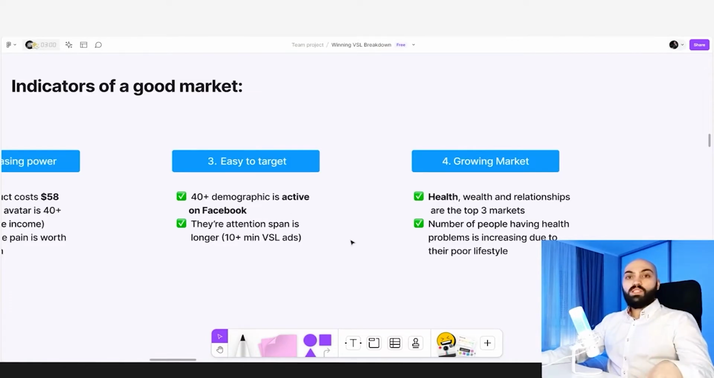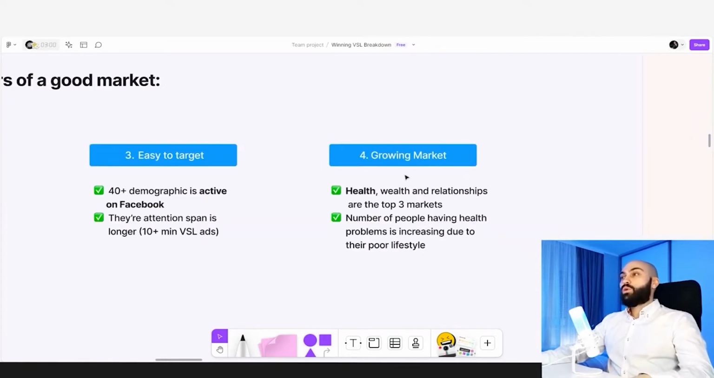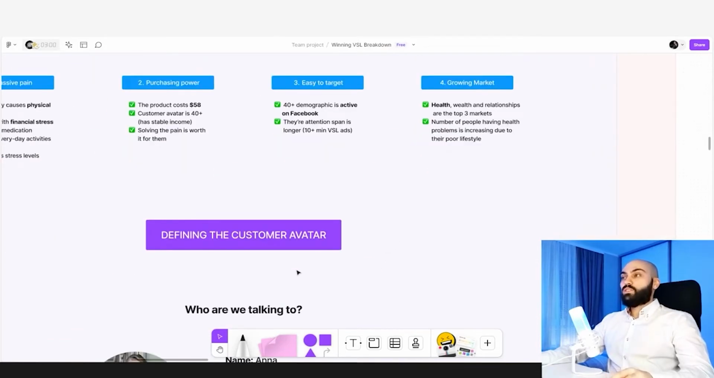Their attention span is longer, which is great for those long form VSLs. And the growing market: health is one of the top 3 markets in the world, along with relationships and wealth. The number of people having health problems is increasing due to their poor lifestyle, so we have a growing market there.